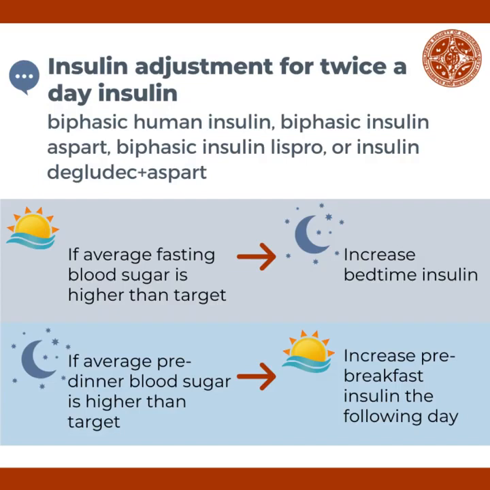These are the instructions for adjusting twice daily insulins such as biphasic human insulin, biphasic insulin aspart, biphasic insulin lispro, or insulin degludec with aspart. If the average fasting blood sugar in the morning is higher than the target, increase the bedtime insulin dose. If in the evening, the average pre-dinner blood sugar is higher than the target, increase your pre-breakfast insulin the following day.